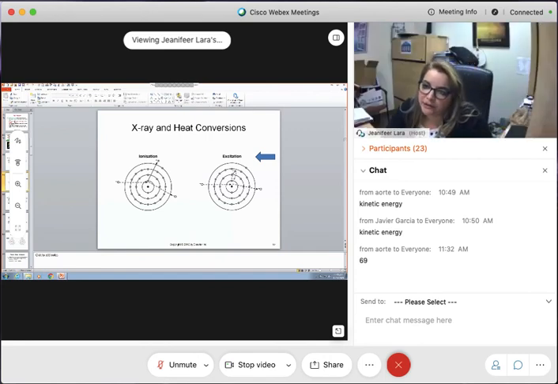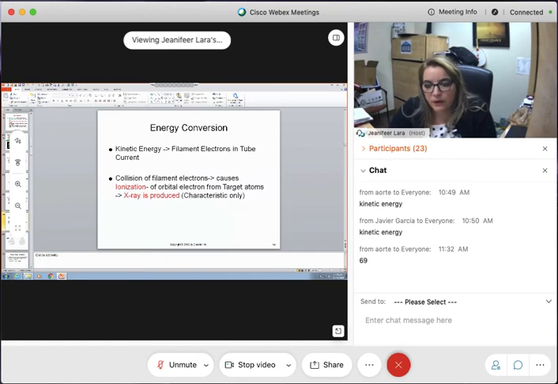So that's one interaction, but that's not giving us X-rays. We have yet to discover how X-rays are being made. We know how heat is generated, but we don't know how X-rays are going to be generated. Here, let's talk about ionization.